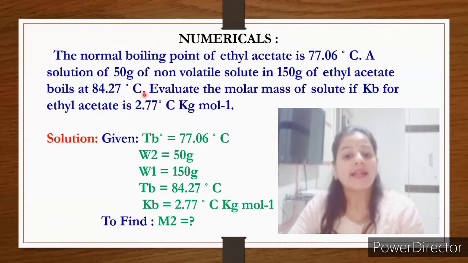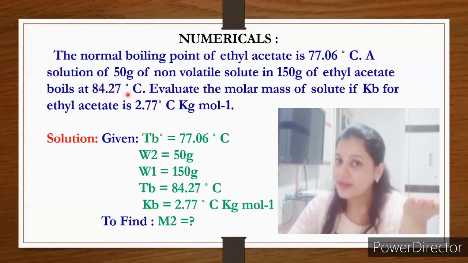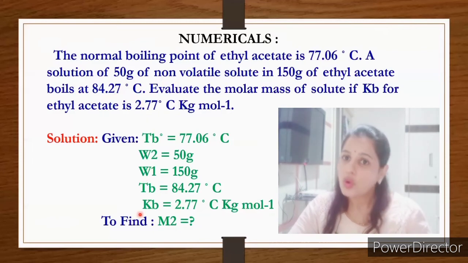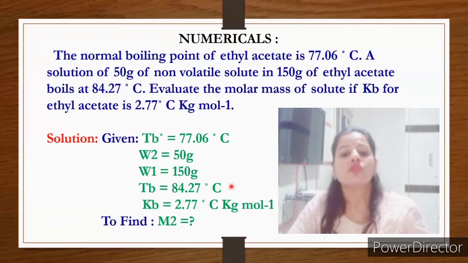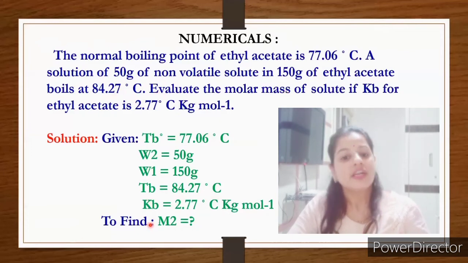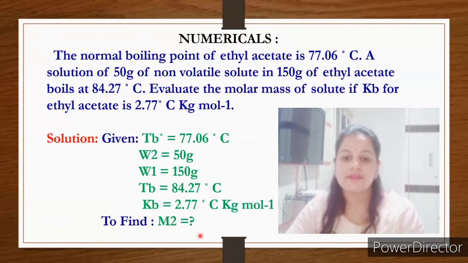It boils at 84.27 degrees Celsius. This means that after adding a non-volatile solute, the boiling point has been raised, because the boiling point generally gets elevated when we add a non-volatile solute. So in this case also it is elevated, and it has now reached 84.27 degrees Celsius. So this is the value of TB. TB is 84.27 degrees Celsius.